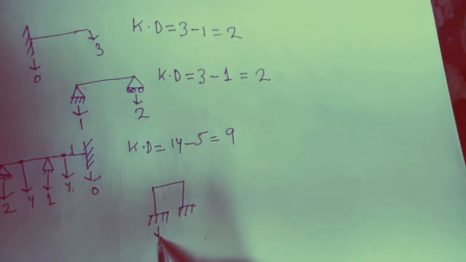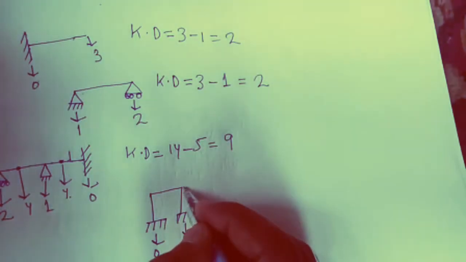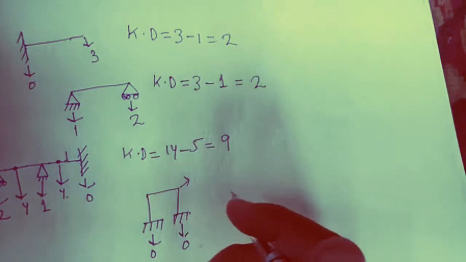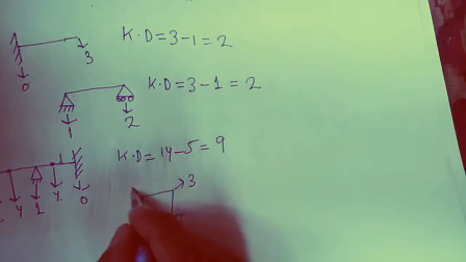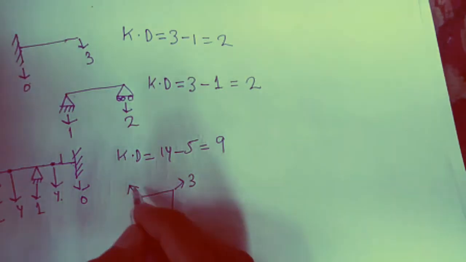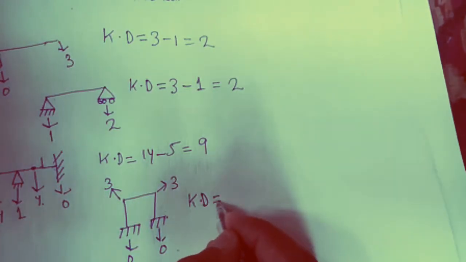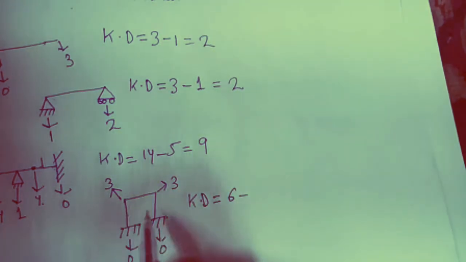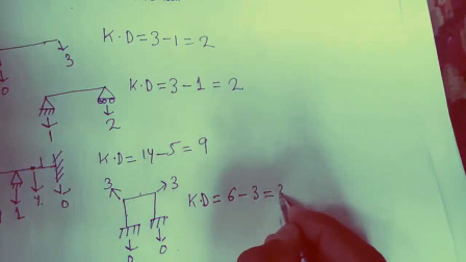Now this is a fixed support, so degree of freedom for this is 0. This is also a fixed support, so degree of freedom is 0, and here there is not any support, so it is free in every direction, so degree of freedom is 3, and here again there is no support, so degree of freedom is 3. So kinematic indeterminacy equals degrees of freedom, that is 3 plus 3, that is 6, minus total members, 1, 2 and 3, which equals 3.